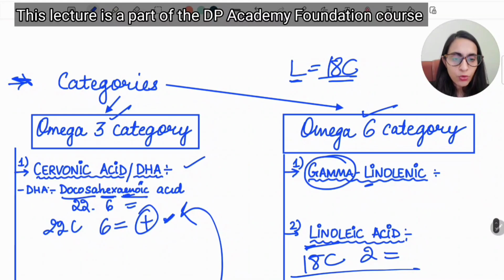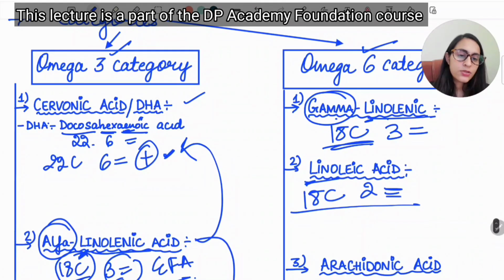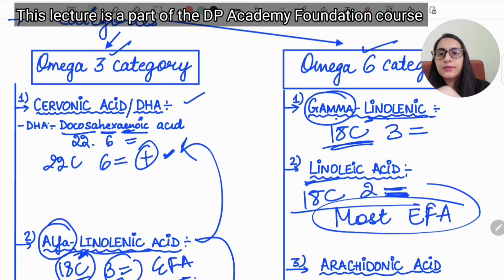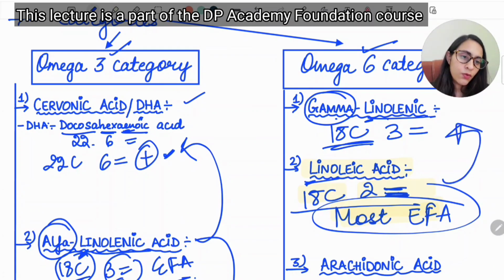Now coming to the omega 6 category. The omega 6 category includes gamma linolenic acid. Linolenic means 18 carbon atoms and 3 double bonds. Linoleic is the shorter word and contains 2 double bonds. It is an 18 carbon fatty acid and it is the most essential fatty acid. So if they ask for the most essential fatty acid, it is linoleic acid, the shorter word, which has 2 double bonds. It is the precursor of omega 6.